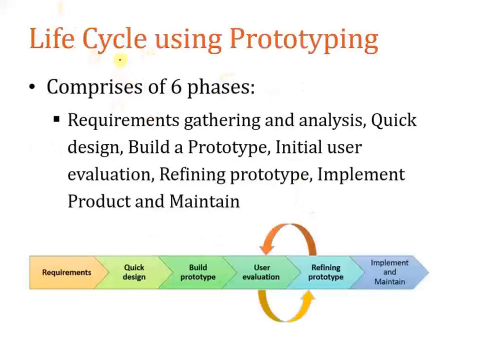As I've already said, the life cycle using the prototyping model has 6 different phases. It is depicted in this picture. So this starts with the requirement phase. As we already know, we will be gathering the requirements from the client side. After this is done, immediately we'll be following with a very quick design. After this is done, we'll be building a prototype. A prototype is a simple working model of the final software which is to be developed.